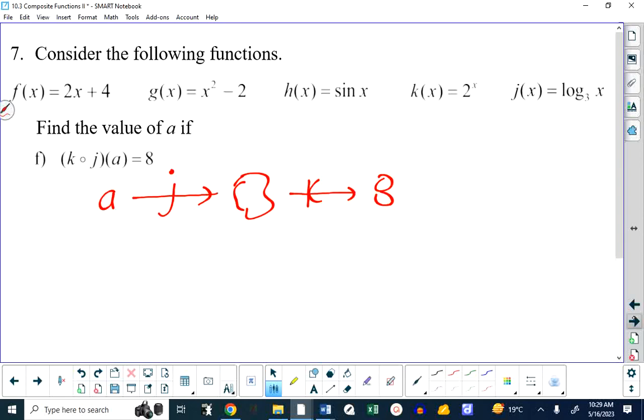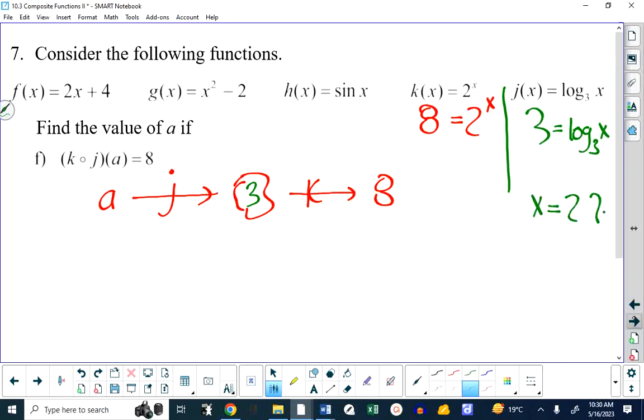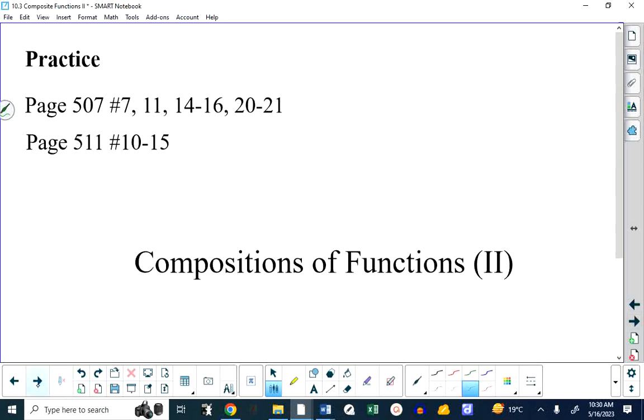8 comes out of K, which means that's the statement connecting the input and output of K. Well, x is 3. I don't think you need logarithms or anything to see that. 2 to the 3 is 8. That comes out of J, so what you end up with is x equals 27, which means A is 27. There's a whole bunch of different questions that you can try here. Some are more complicated, some easier, some are just looking at graphs to pull the information off. Okay, so get to work on that and I'll come around and give you a hand.